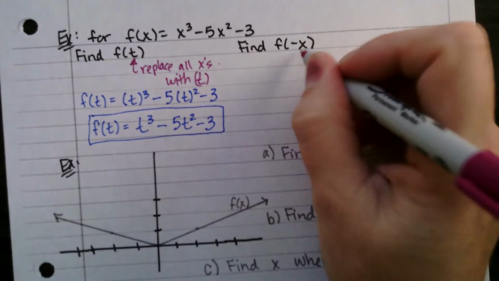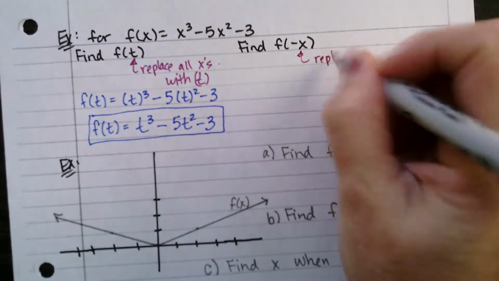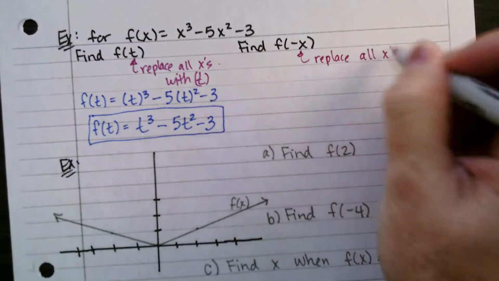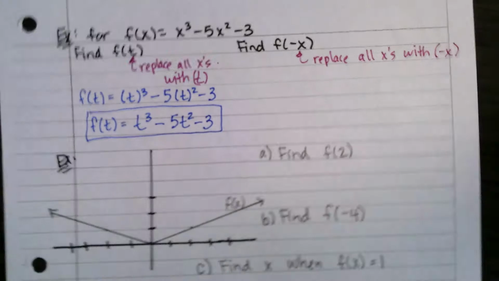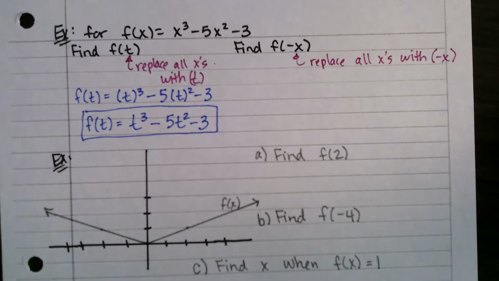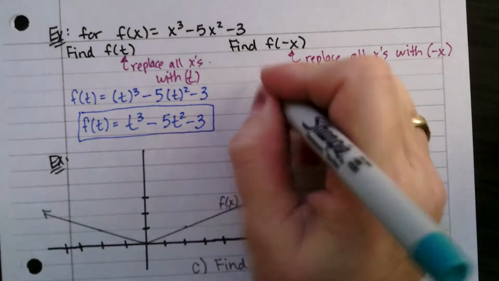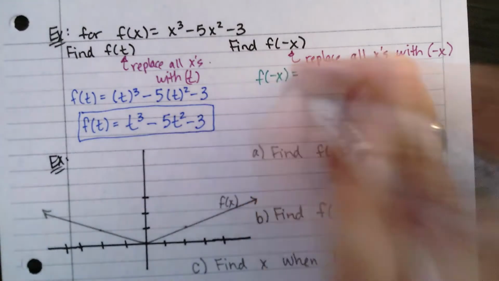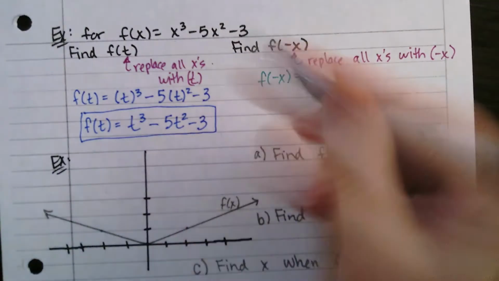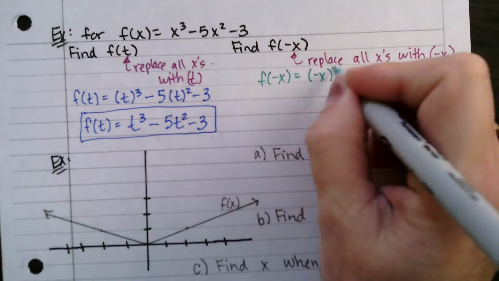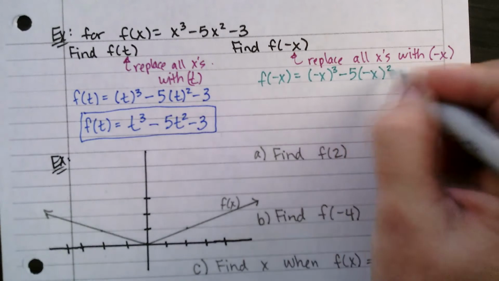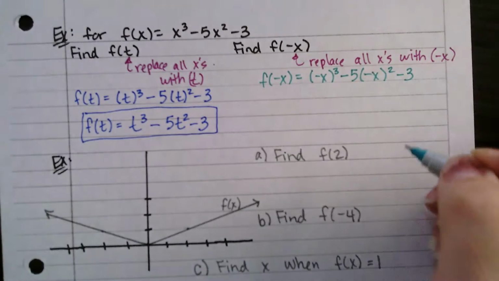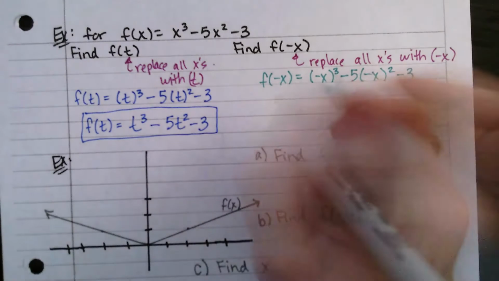Now this one kind of means the same thing, except instead of replacing with t's, we're going to replace all of the x's with a parenthesis that has a negative x in it. So I'll have f of negative x would be, instead of x cubed, I'll have parenthesis negative x cubed, and then minus 5 parenthesis negative x squared, minus 3. Then I'm going to go ahead and multiply these out.